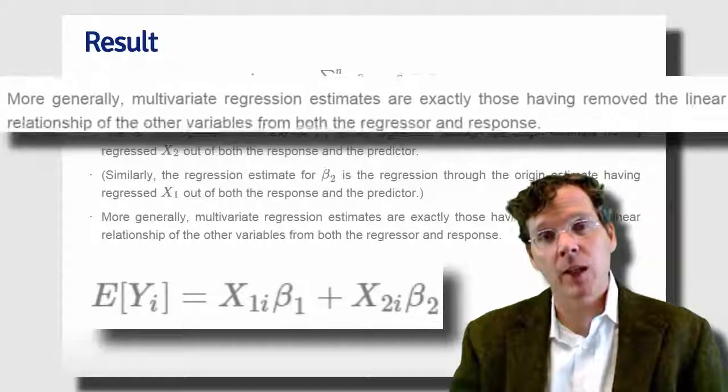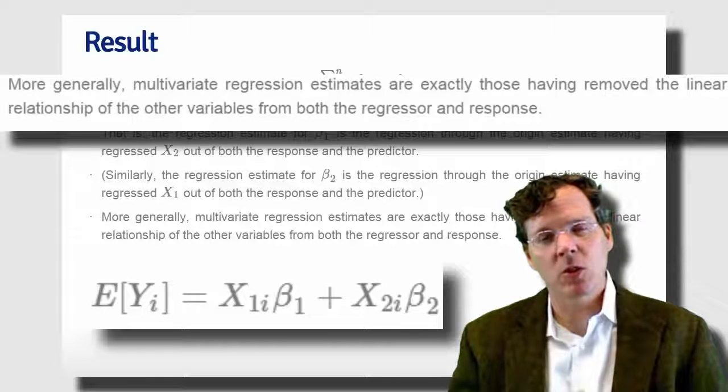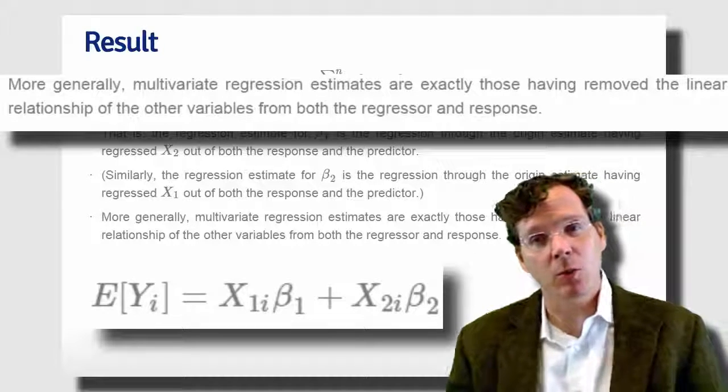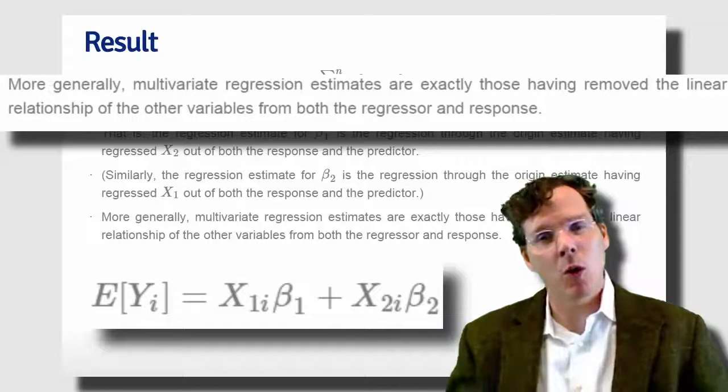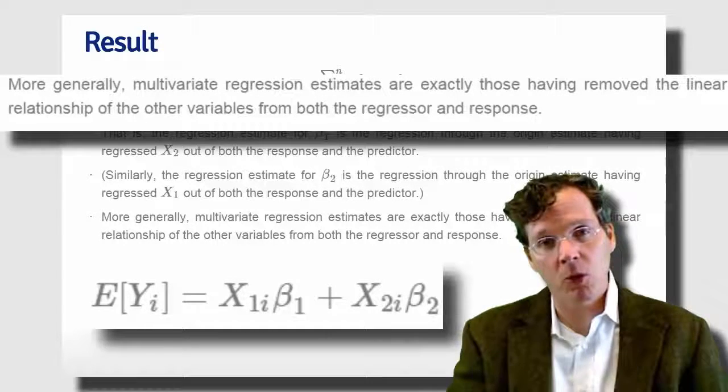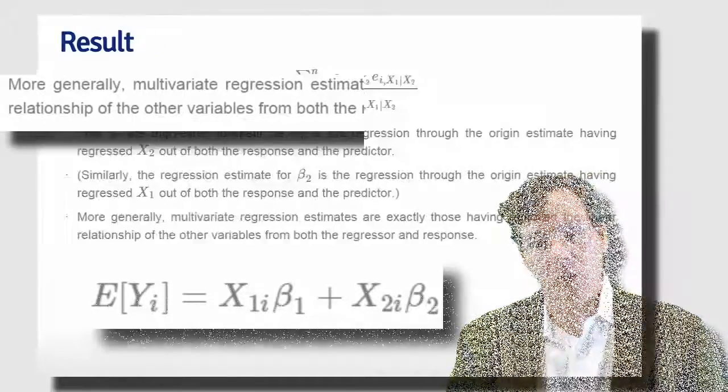And this is why multivariable regression relationships are sort of thought of as having been adjusted for all the other variables. We'll go on in the next slide and talk about how this relates to a full multivariable regression where you have lots of predictors.